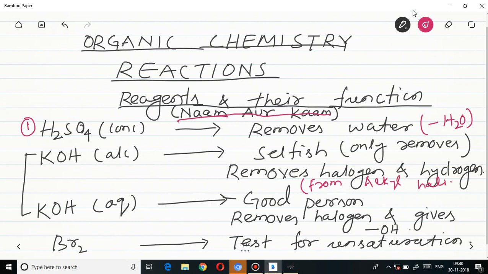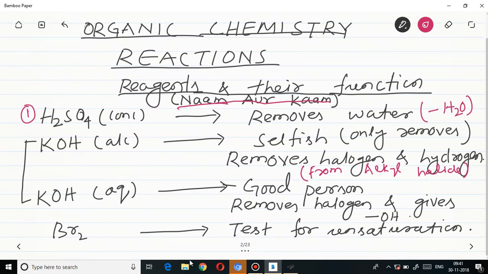So we'll see the details of the reaction. Now KOH aqueous. What is KOH aqueous? KOH in aqueous medium. So it is a very good person, just a technique to remember. So if it removes halogen, in place of halogen it will give OH. So it is very useful for preparation of alcohol, and this alcoholic is very useful for preparation of alkene.